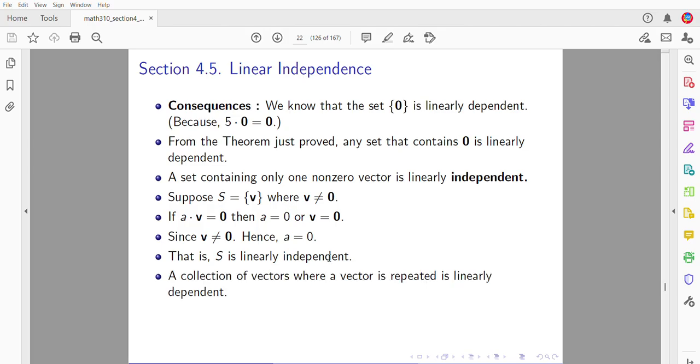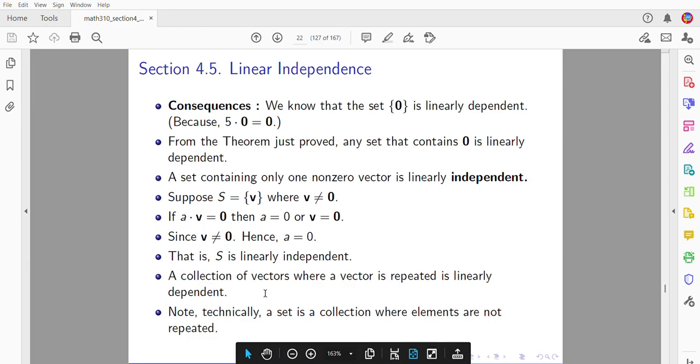A collection of vectors where a vector is repeated is linearly dependent. Notice I'm saying collection. Technically, a set is a collection where elements are not repeated, so I cannot call this a set of vectors. I'm calling it a collection of vectors where some vector is repeated. If you repeat a vector, then it's automatically linearly dependent.